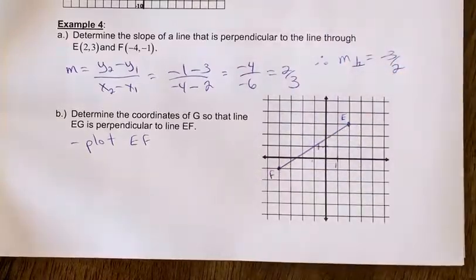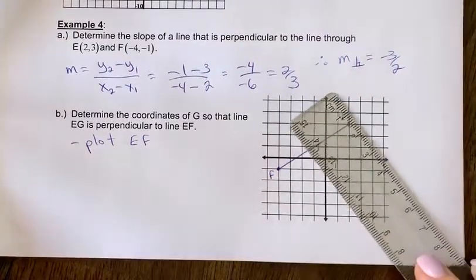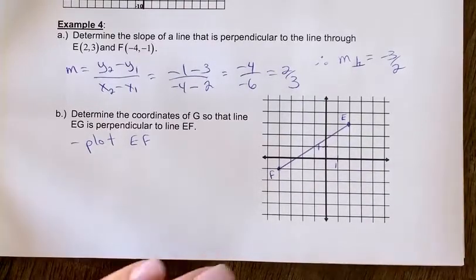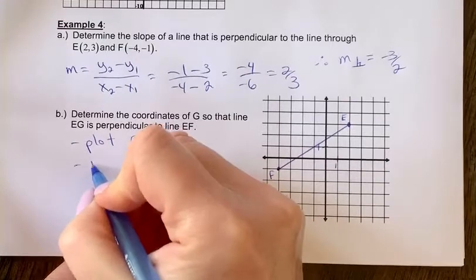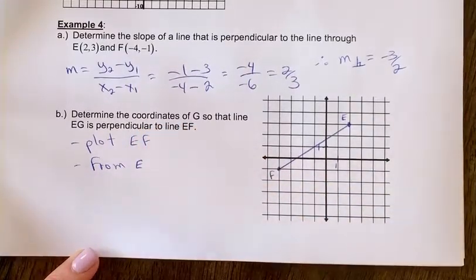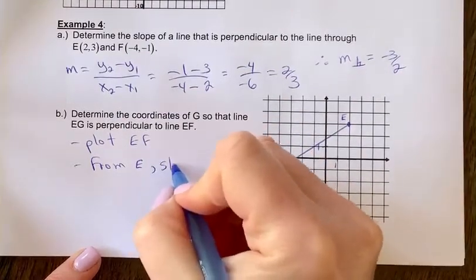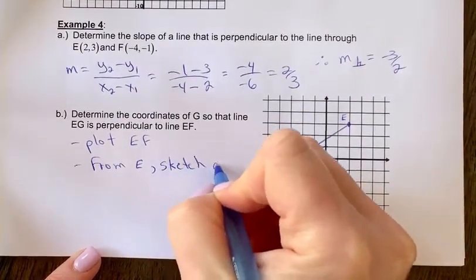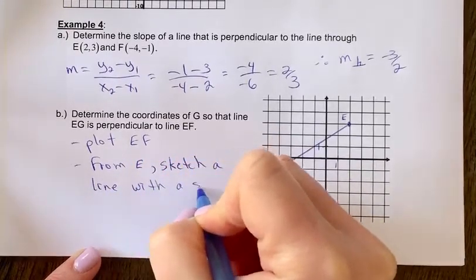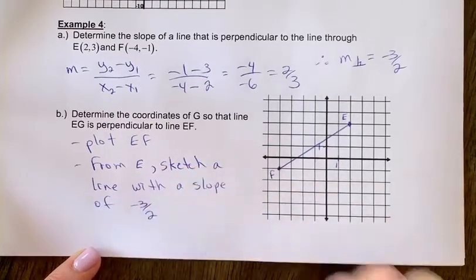So I'm going to draw and connect EF. Now I want to draw a line that's perpendicular. So I don't want to just necessarily put a ruler and kind of guess right angles. And I don't have a protractor. So the idea is that from point E, we're going to sketch a line with a slope of negative 3 over 2, since it's perpendicular.